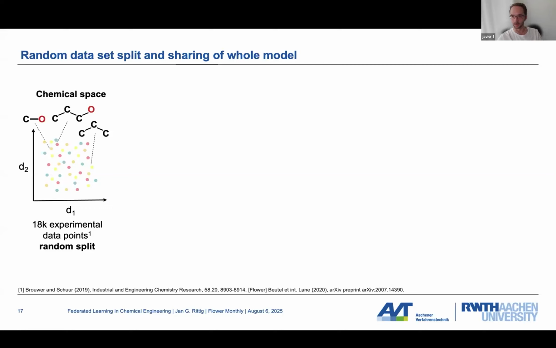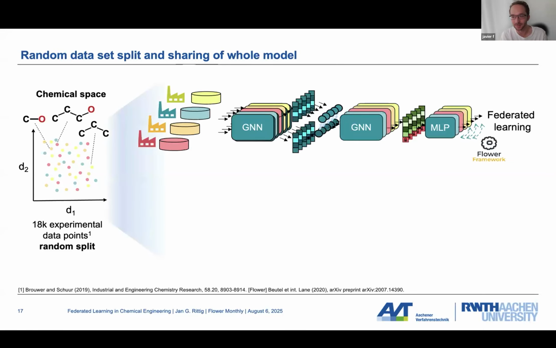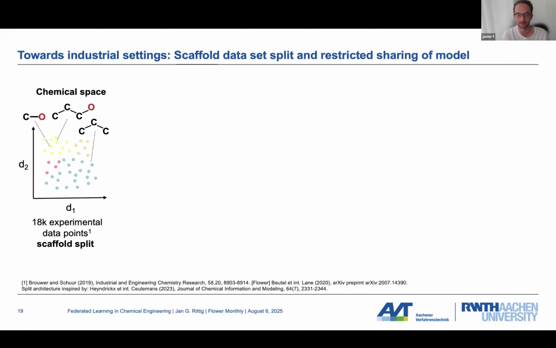Good. I just have one question. What you're showing now is the random splitting. I think it's very easy to understand. Can you give, just for the audience and also for me, a short summary of what scaffold-based partitioning is? What is this clustering based on?